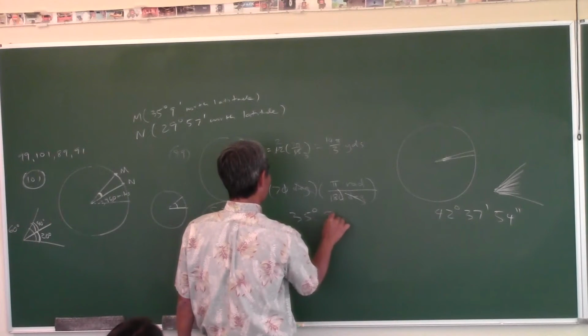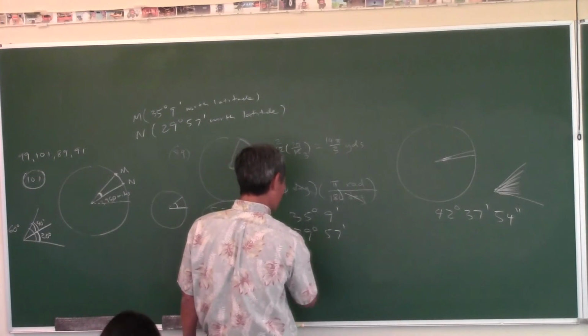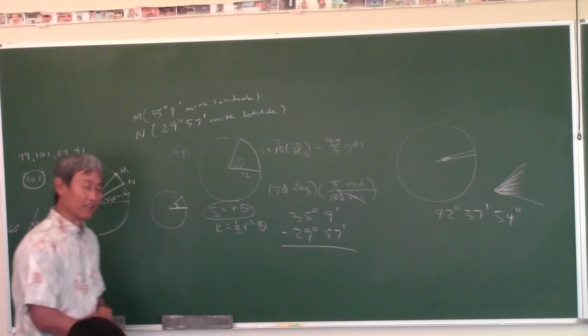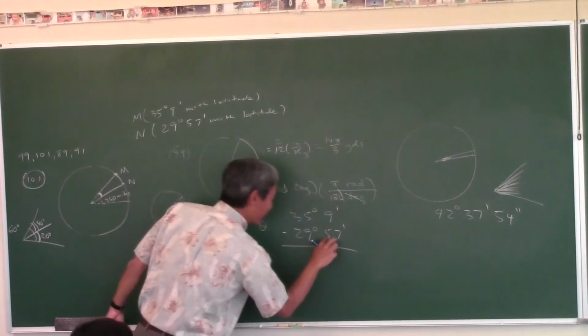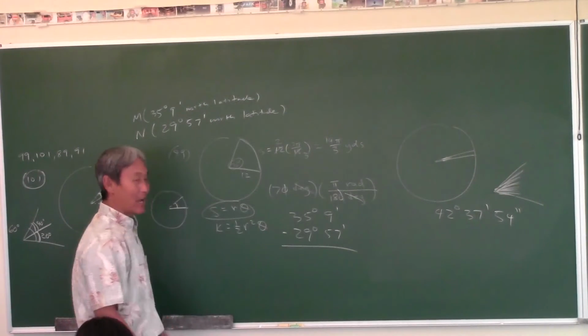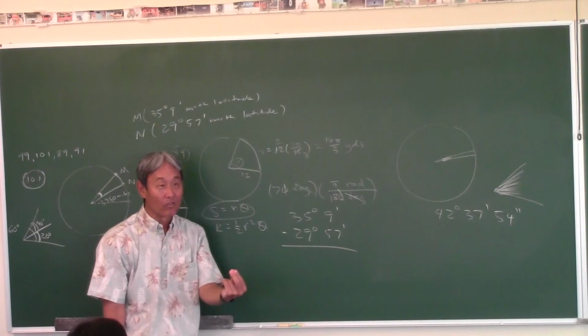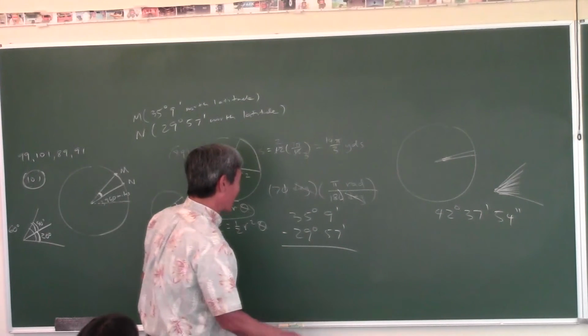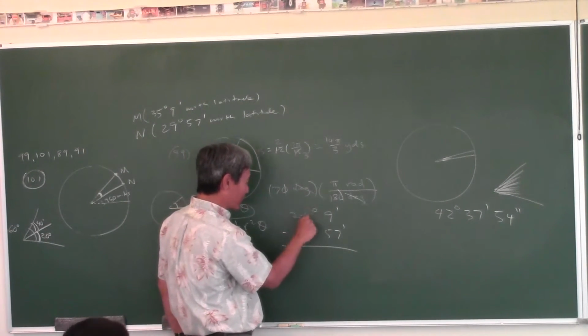35 degrees, 9 minutes, and 29 degrees, 57 minutes, and we need to subtract them. How do I do that? 57 is bigger than 9, how do I subtract? You gotta borrow. Okay, so what you gotta do is borrow 1 degree from here. So change the 35 to 34.